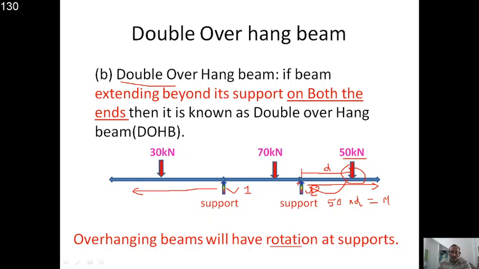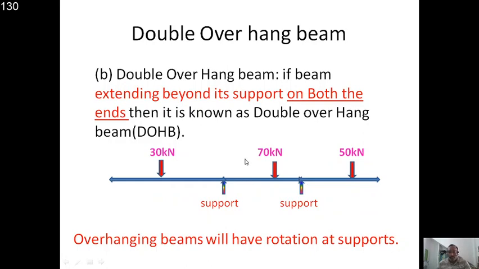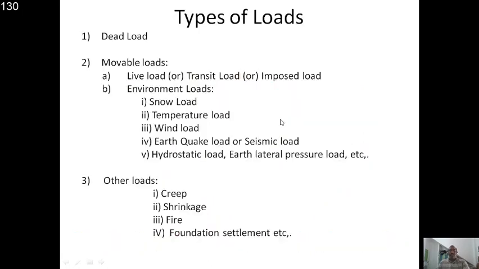So supports are subjected to the rotation. So in overhanging beams, the supports are subjected to rotation. We have to take care of those rotations, and we have to design those supports for equilibrium and stable conditions. Coming to the types of loads, we have seen a big classification of the loads according to their nature.